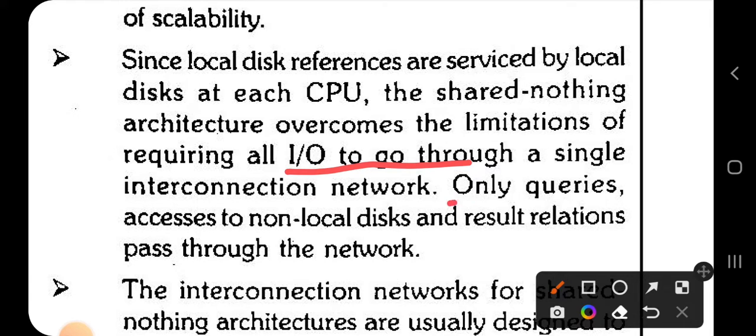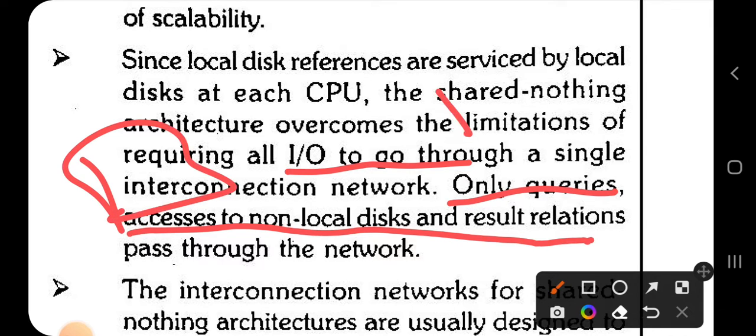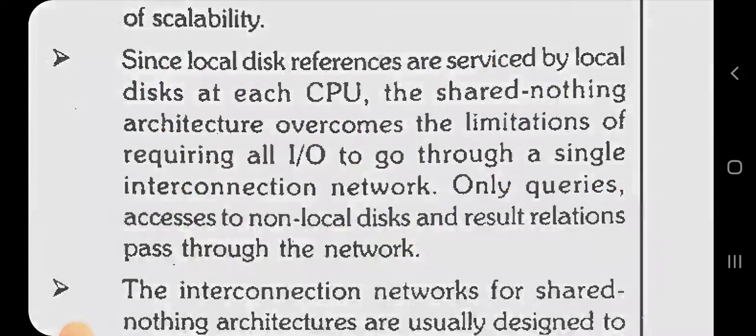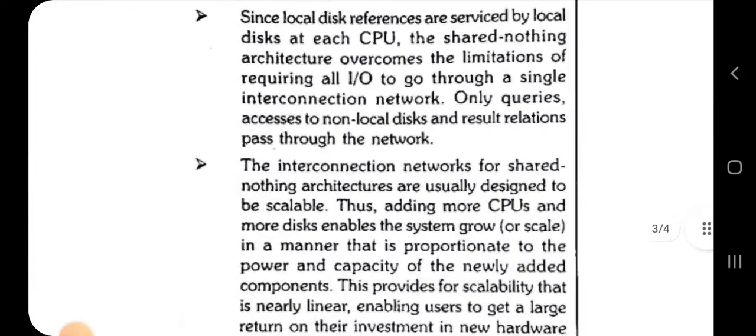Only queries accessing the non-local disk and result relations pass through the network. As I already told you, if you have two systems and one does not have the data in its disk, then you will request the other systems to look for that particular data. If it is available, it will give the response. That will happen by the interconnection between these particular systems. That you can see as a result, as an advantage.